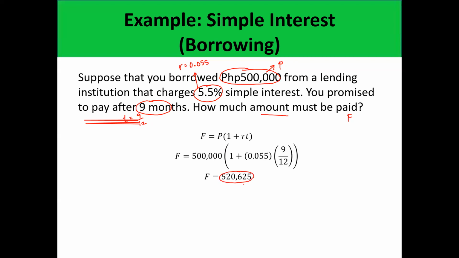520,625 pesos. Now, if you want to get the amount of interest charges, then we can just subtract the principal from the maturity value. So F minus P will give us 20,625 pesos. And this is the additional amount charged because of the loan, or because of borrowing from the lending institution.